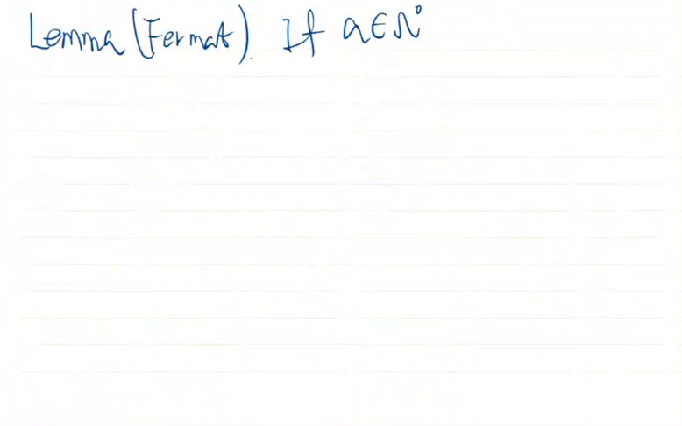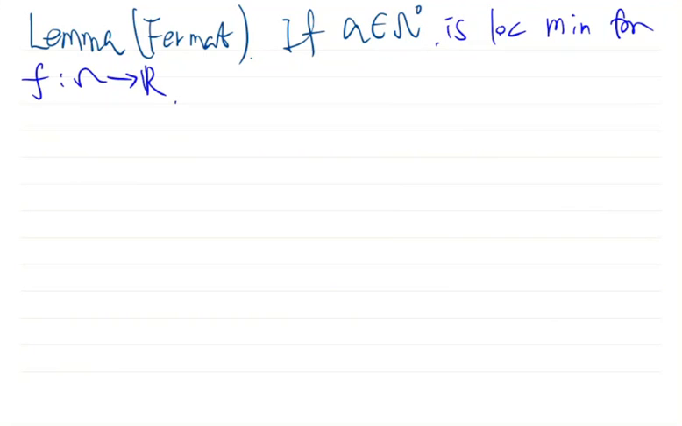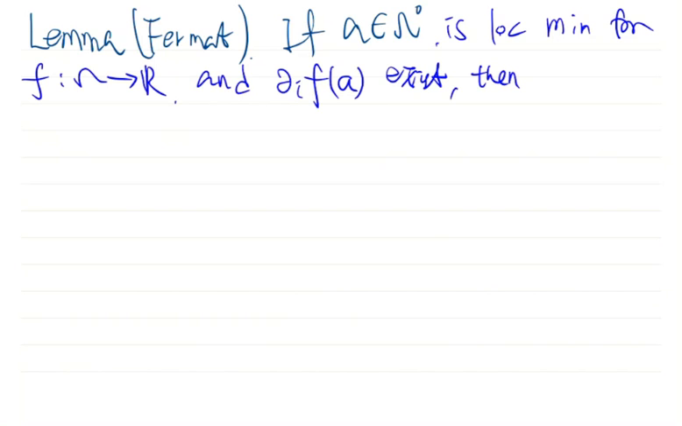So we assume that A is an interior point, and this A is a local minimizer for a function defined in omega, and also the partial derivative with respect to x_i of f at A exists, for some i. I don't require this to be true for every i. Then this partial derivative must be 0.